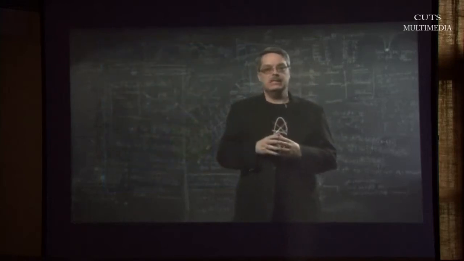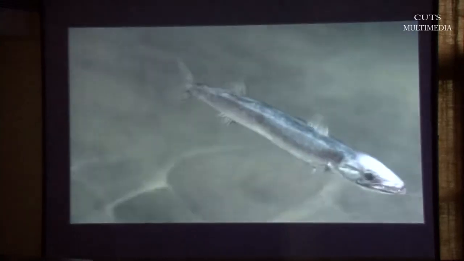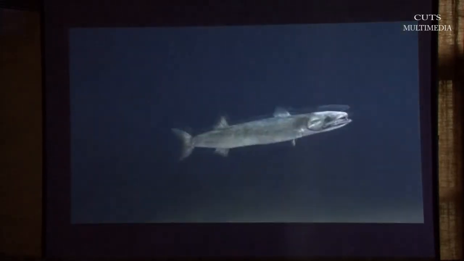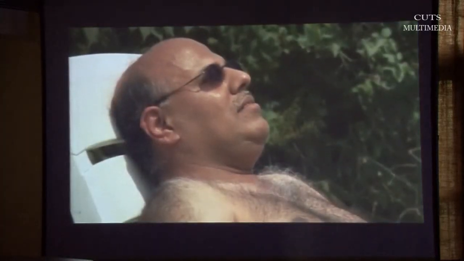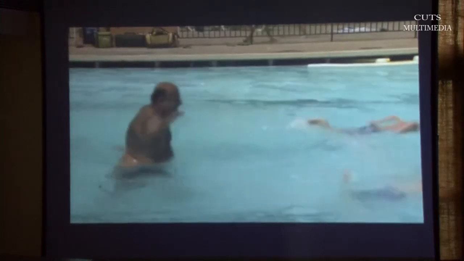To better understand the idea, we can use the analogy of water and swimmers. In our analogy, the water serves the role of the Higgs field. A barracuda, being supremely streamlined, interacts only slightly with the field, and it can move through it very easily. The barracuda would then be similar to a low-mass particle. In contrast, my buddy Eddie, no stranger to donuts, can only move very slowly through the water.